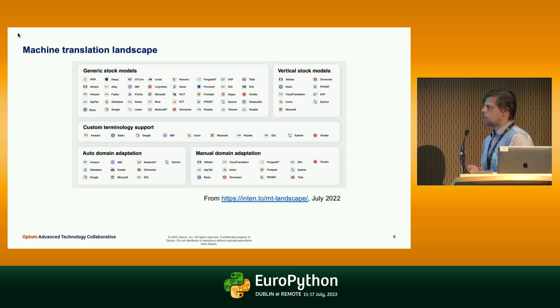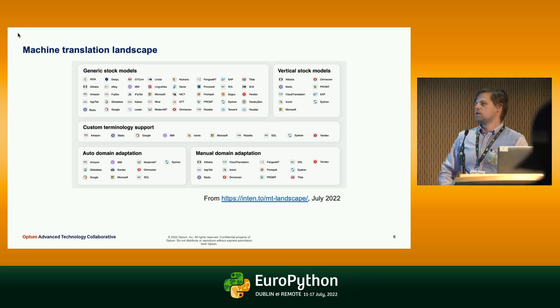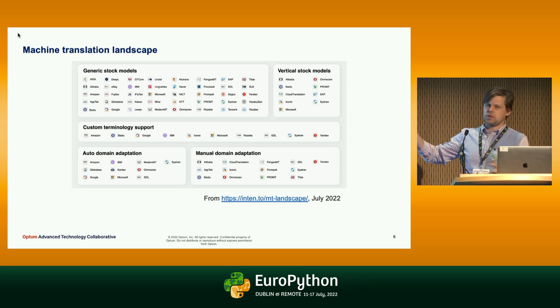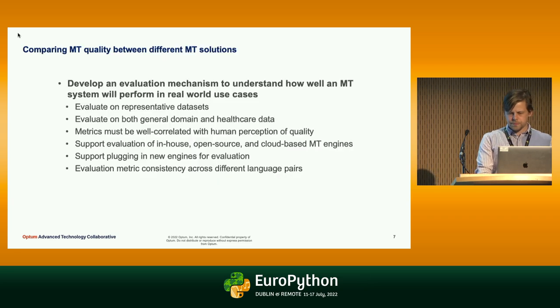To give you perspective, the field is huge. If you want machine translation, there are a lot of different models available. There's a lot to choose from, and that's why it's important to be able to evaluate them against each other to choose the best one.